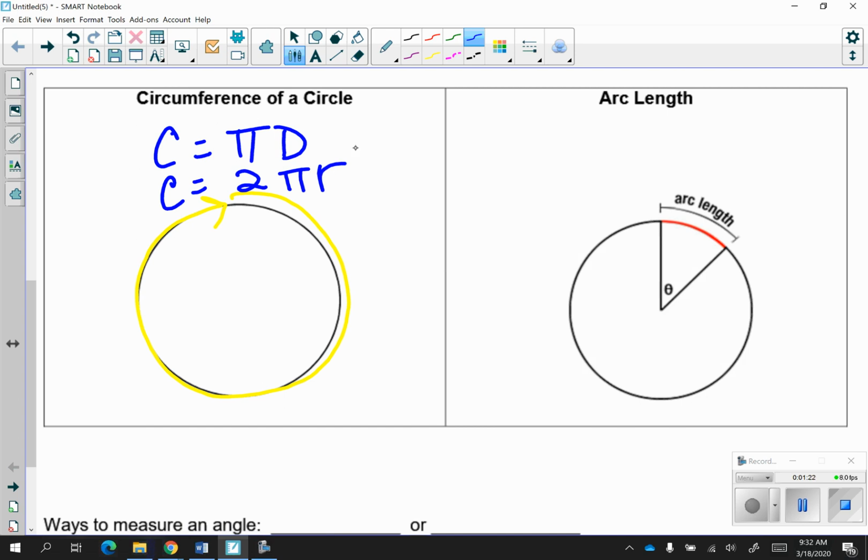What is arc length? That's like the crust of the pizza. That's this section from here to here. All the way around is the circumference, and just a little piece of it we call the arc length.